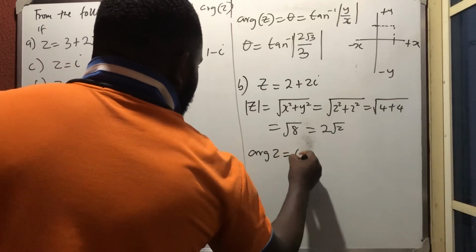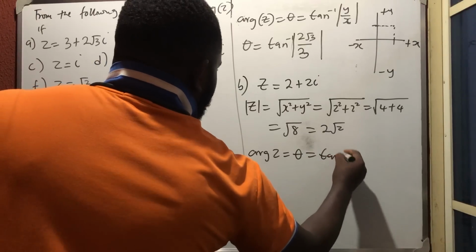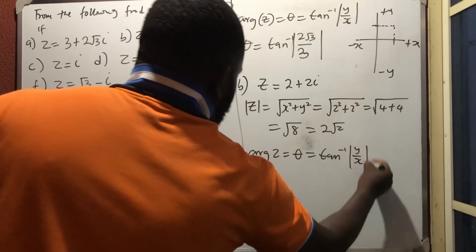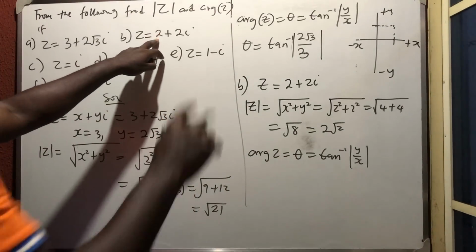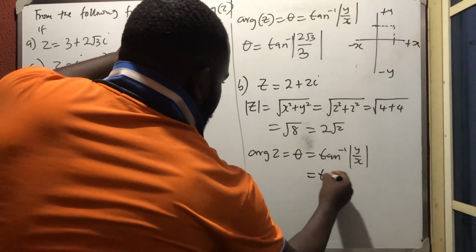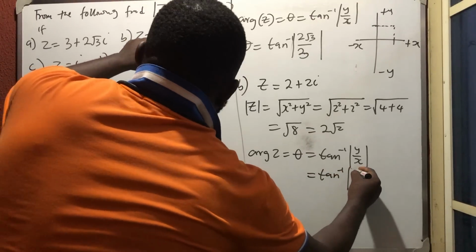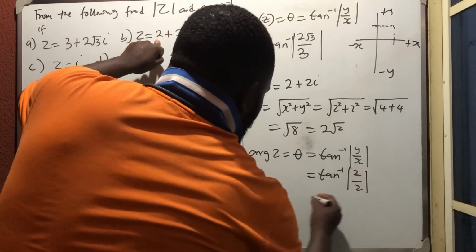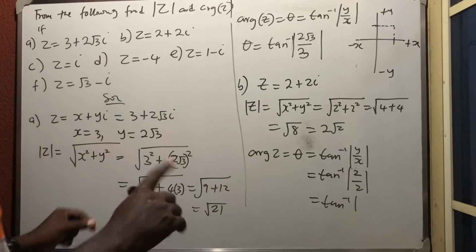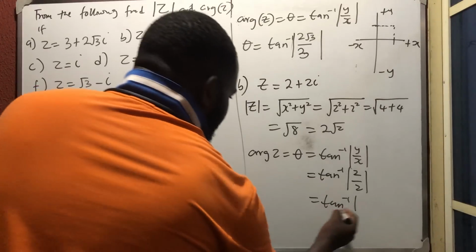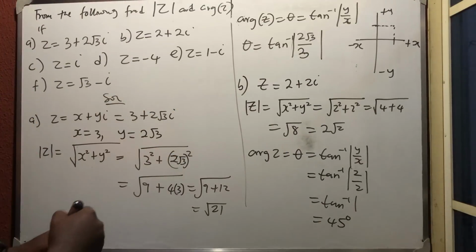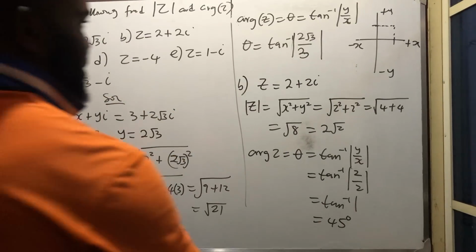Okay? So the next one is the argument. Argument of z is taken as theta, which is the tan inverse of the absolute value of y over x. Positive is still in the first quadrant again. So I'm going to have the tan inverse of 2 over 2, which is the tan inverse of 1. Tan 45 is 1, so tan inverse of 1 is 45. So I have 45 degrees, and 45 degrees is in the first quadrant. So that is my answer.